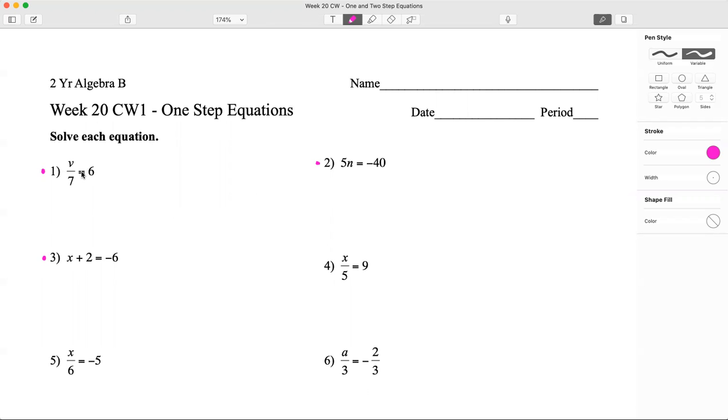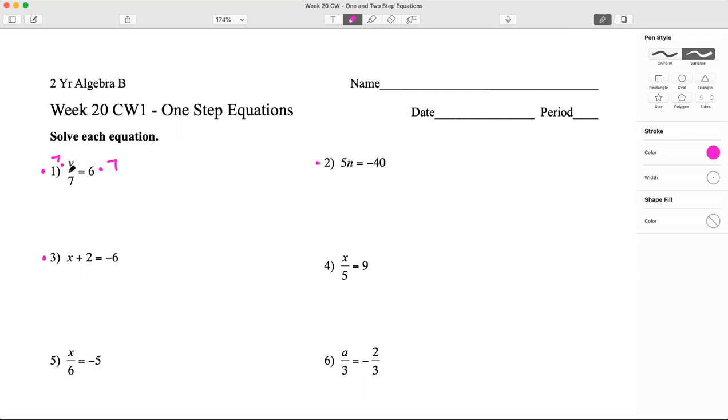So v divided by 7 equals 6. We are asked to solve for v. In this case, our variable right here is being divided. So because this is a one-step equation, we know we only have to do one thing. If division is happening, then we're going to have to do the opposite, which is multiply. So I'm going to multiply both sides by 7, which is in the denominator here, and that's what you do. Whatever you do to one side, you must do to the other side.